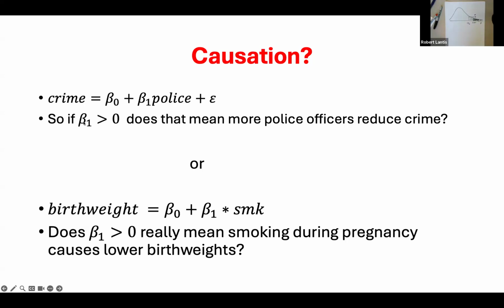So as I add in more regressors, these slope coefficients can change because I'm now controlling for more things. I'm holding more things constant. Same kind of idea with smoking and birth weight. If you look at data, yes, the effect of smoking while pregnant is negative on birth weights.